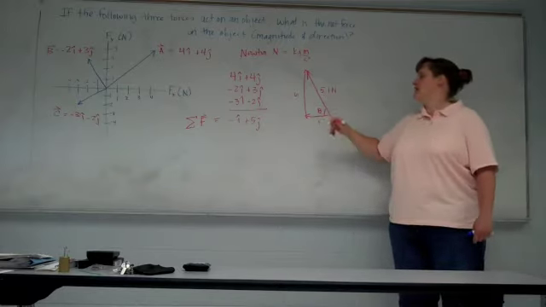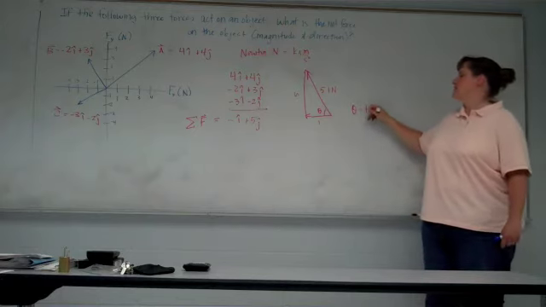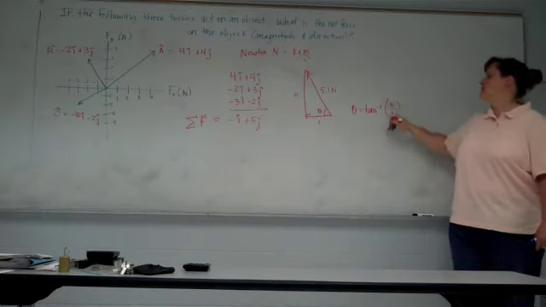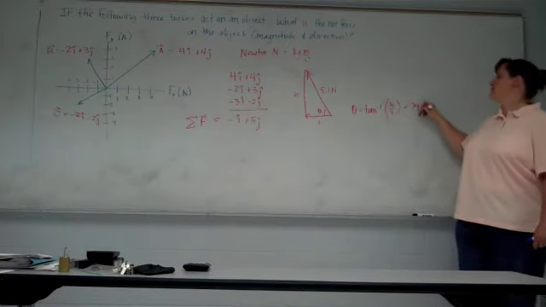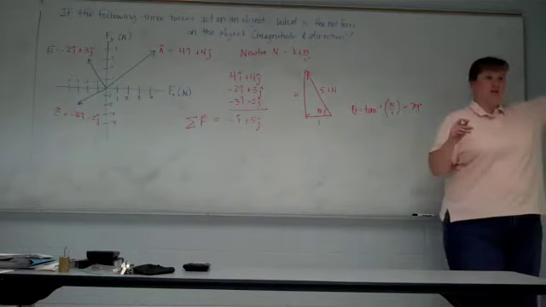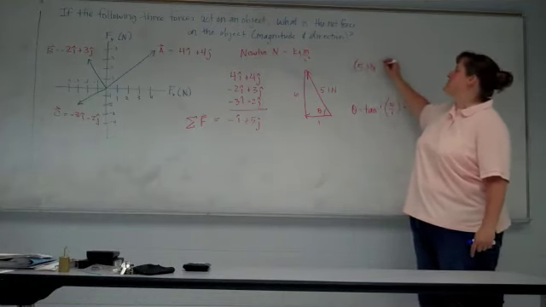This angle can be found using the inverse tangent of 5 over 1, which is 79 degrees. But remember, we can't leave it at 79 degrees. If we just said 79 degrees, that would imply it was in the first quadrant. So our answer is 5.1 newtons.